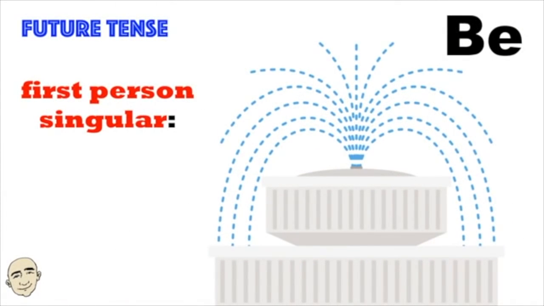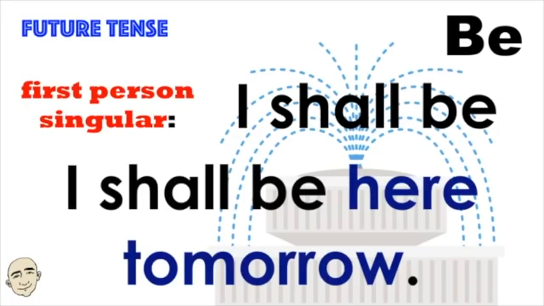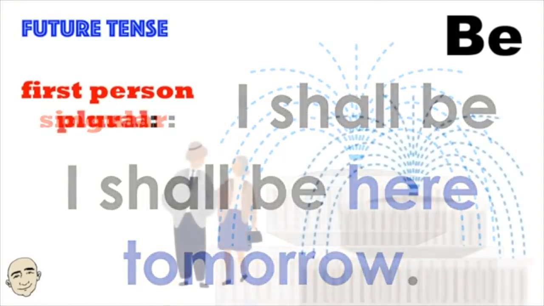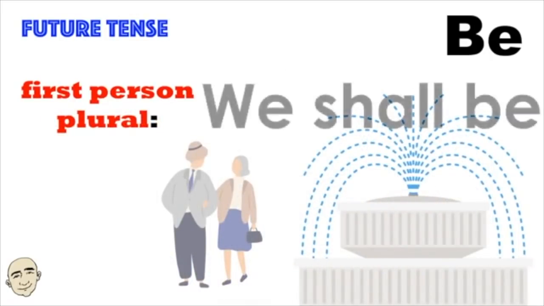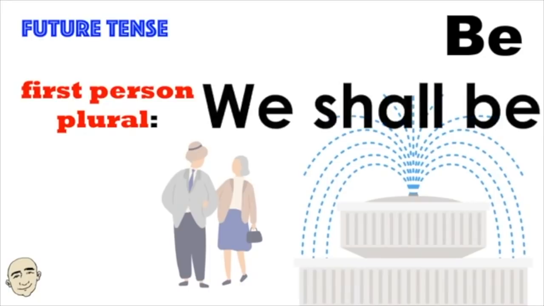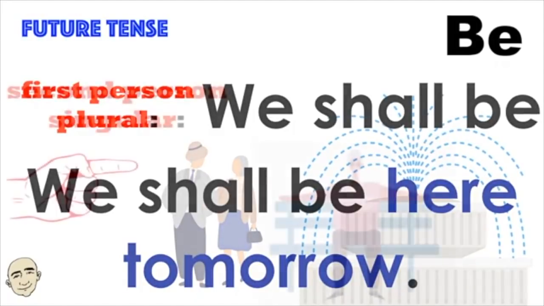Future tense. First person, singular. I shall be here tomorrow. First person, plural. We shall be here tomorrow.